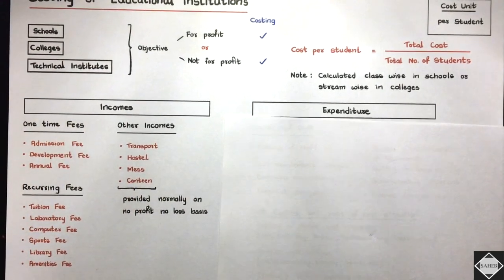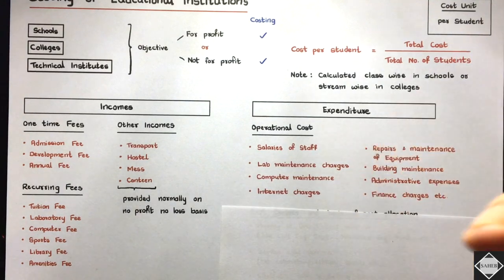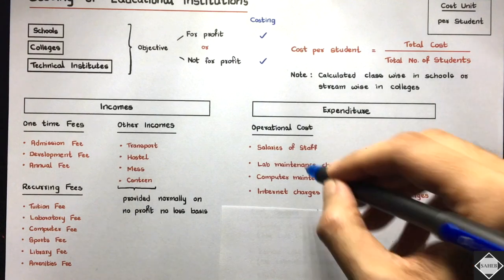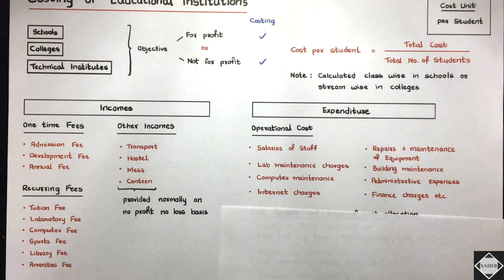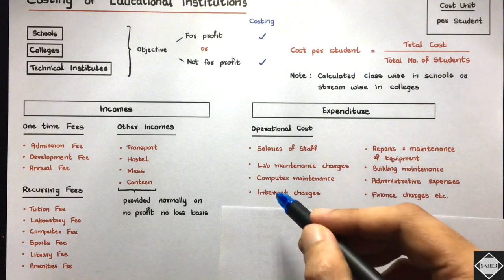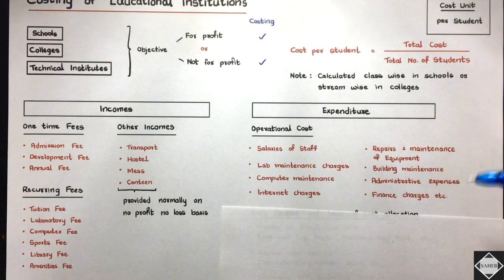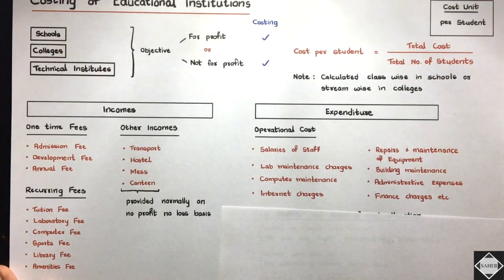And then the expenditure, see the expenditure, operational cost, really simple. To operate the institute, whatever cost is there, all that: salaries of staff, teaching staff as well as non-teaching staff. In administration and many other places there will be staff, no? So for all that: lab maintenance charges, computer maintenance, internet charges, repairs and maintenance of equipment, building maintenance, administrative expenses, finance charges. Pretty easy.